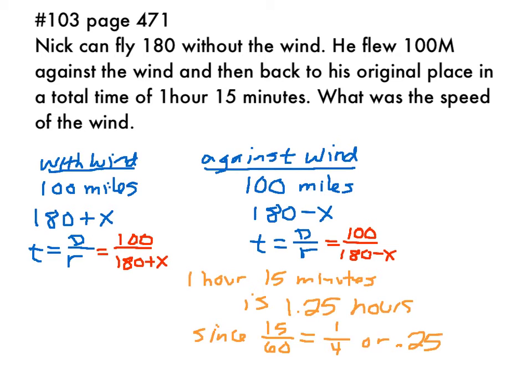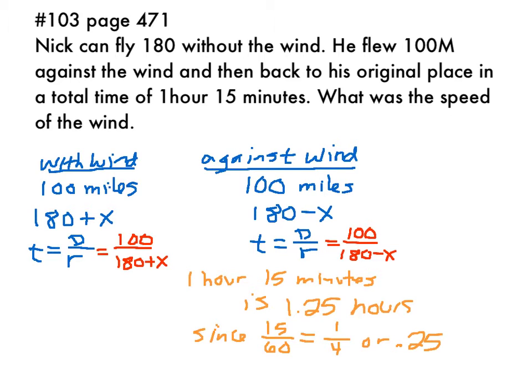So I broke it apart here with the wind, against the wind. In both situations, 100 miles is the distance. We're told that he can fly 180 miles per hour by himself. If there was no wind at all, he would be going 180 miles per hour. So with the wind, there'll be 180 plus x, with x being the speed of the wind, and against the wind will be 180 minus x.